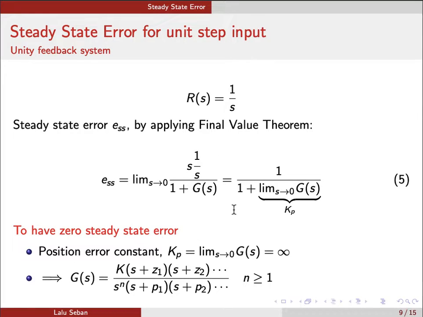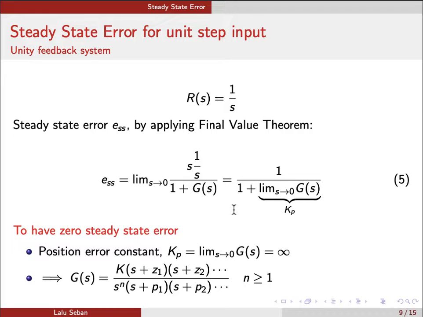Now here onwards we will see the steady state error for different standard inputs: unit step input, unit ramp input, and unit parabolic input. So we will be mainly seeing it for these 3 cases, because many other signals can be made as a combination of these 3 signals.